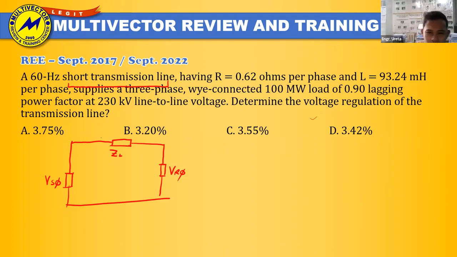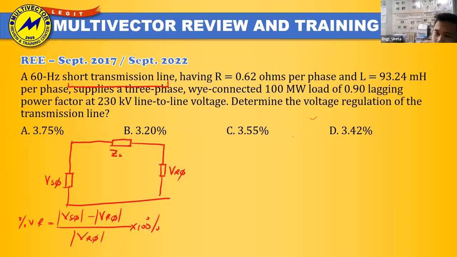Ano ba formula, sir, na gagamitin natin? The percent voltage regulation formula is just the magnitude of the sending end voltage per phase minus the receiving end voltage per phase, all over the receiving end voltage per phase, magnitude, times 100.